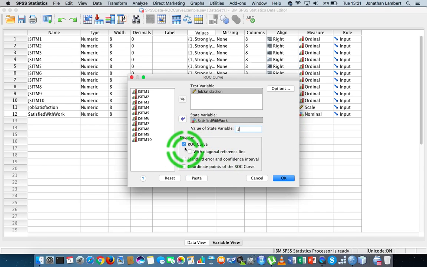From a display perspective, we're going to ask for the ROC curve. We're going to ask it to put in this diagonal reference line, and we're going to ask for the coordinates of the points associated with the ROC curve. That's all we have to do. I'm just going to hit OK.